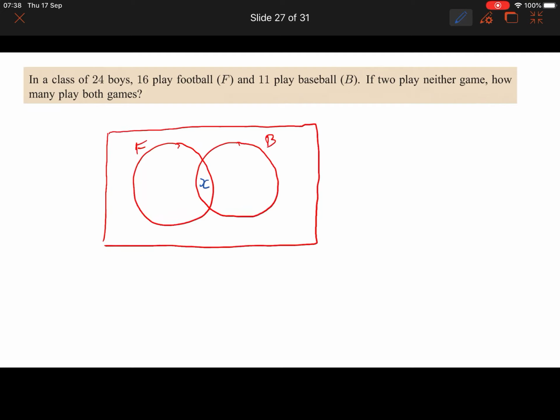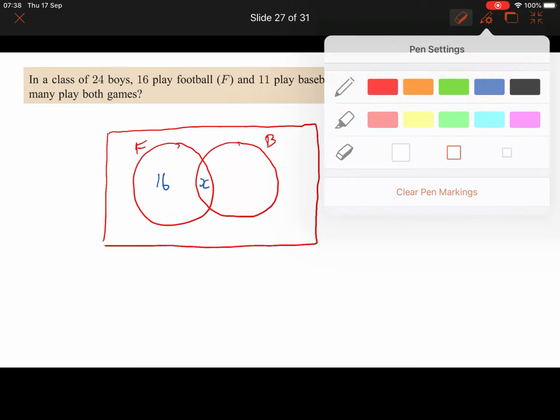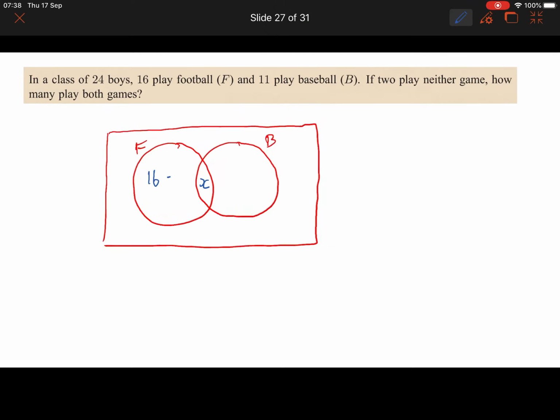It says 16 play football. Now, again, I hope what you're not going to do is put 16 here. That doesn't make sense because there are 2 regions making up football. So at the moment you'd be saying it's 16 plus X is how many people play football, but it's not. It should be 16. So what we need to do is change that to 16 minus X. Okay, 16 minus X plus X is equal to 16. So that means 16 is taking up those 2 regions.